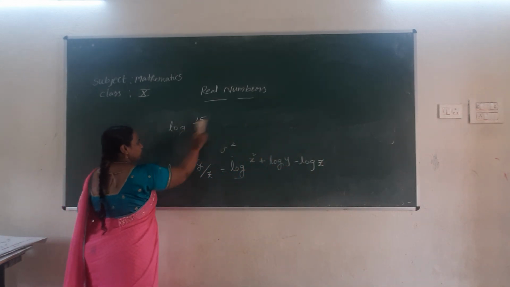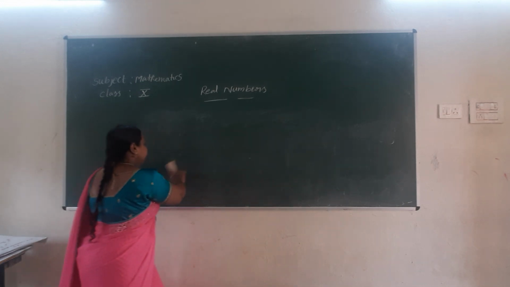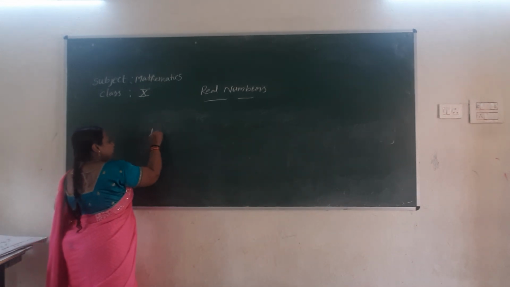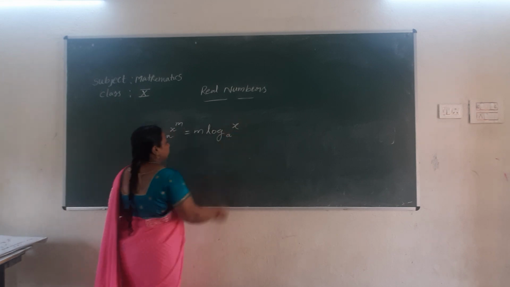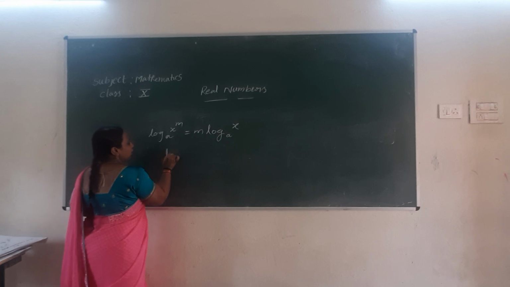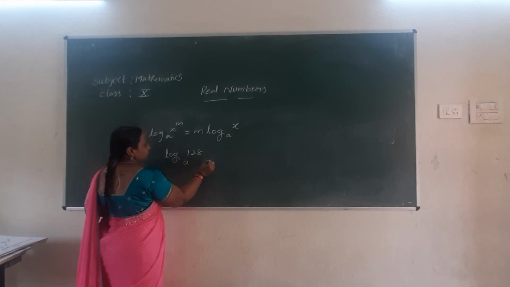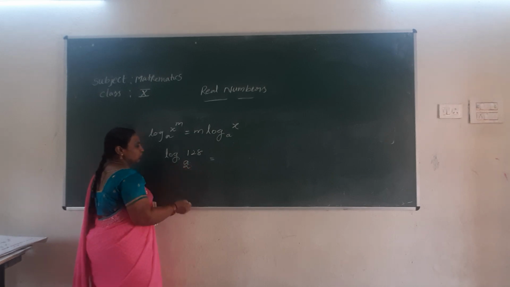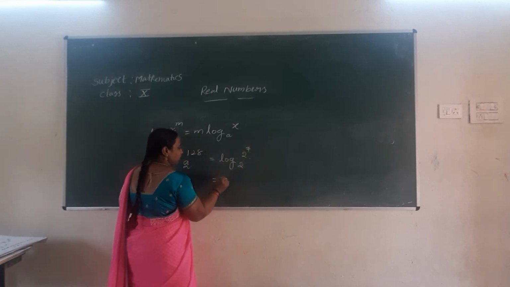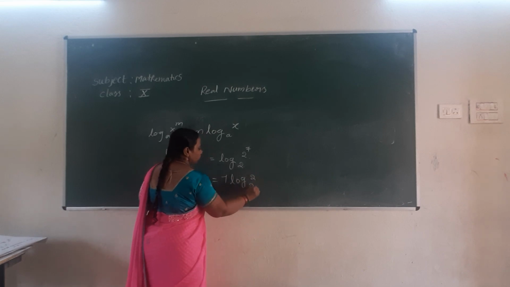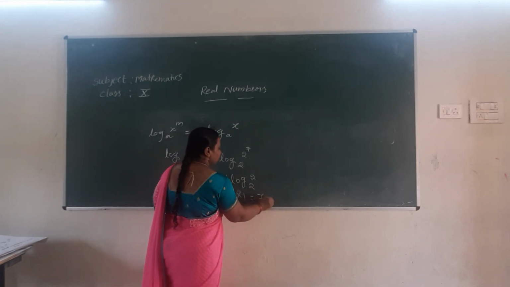Next, the third formula. Log x power m base a equal to m log x base a. Example: log 128 base 2. 128 can be written as 2 power 7, so 7 log 2 base 2. Log 2 base 2 equal to 1, so 7 ones are 7.